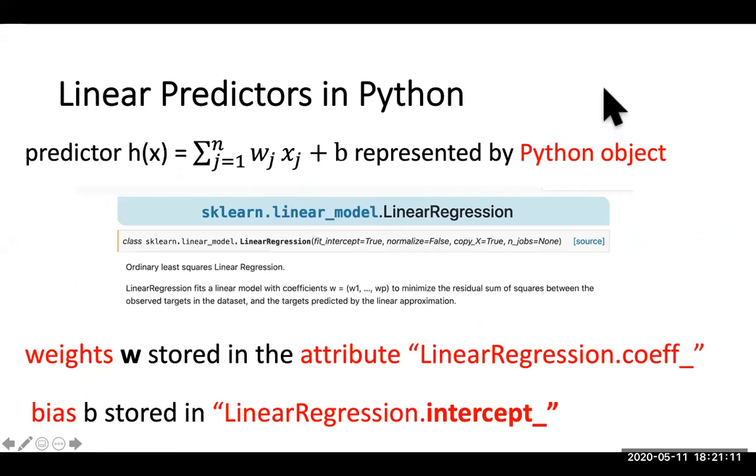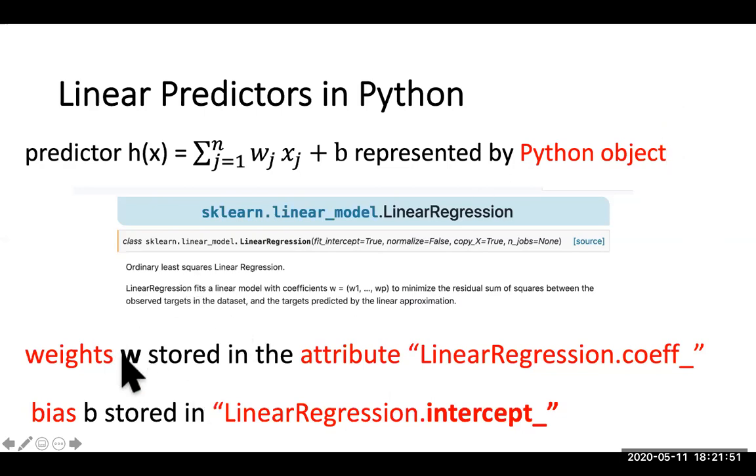So this course is called Machine Learning with Python. So how does it look in Python? Well, a linear predictor is represented by a Python object. As you heard from Shamsi in the Python introduction, everything or almost everything in Python is represented by an object. So also a linear predictor is represented by an object, and this object is called LinearRegression. It is contained in the Python library or package scikit-learn, or sklearn for short. And this sklearn library will be your main friend during the whole course, because it contains objects for basically all the machine learning methods I will be talking about in this course.